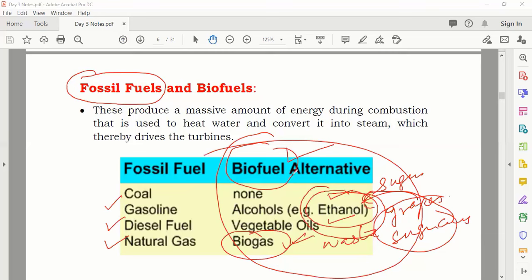Any confusion till here? The difference between fossil fuels and biofuels? Oh, no. Okay.